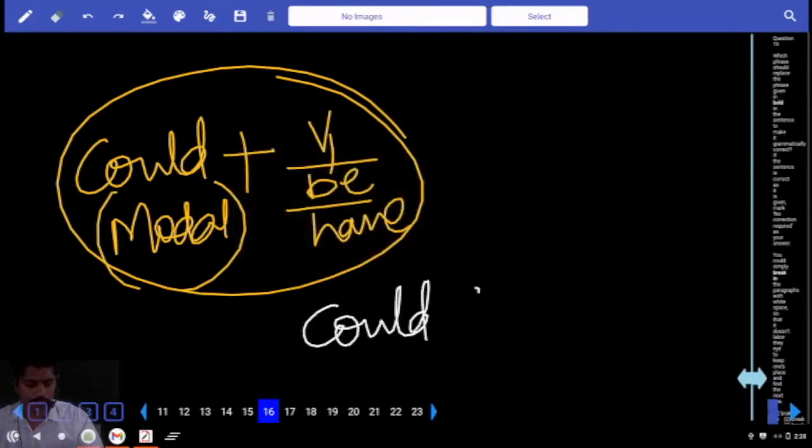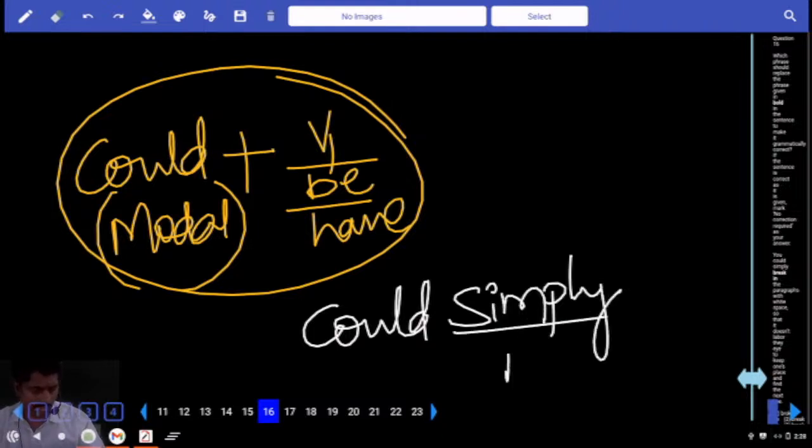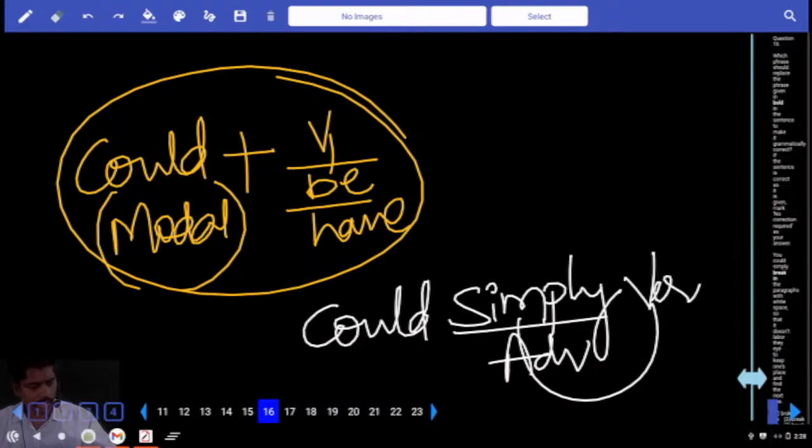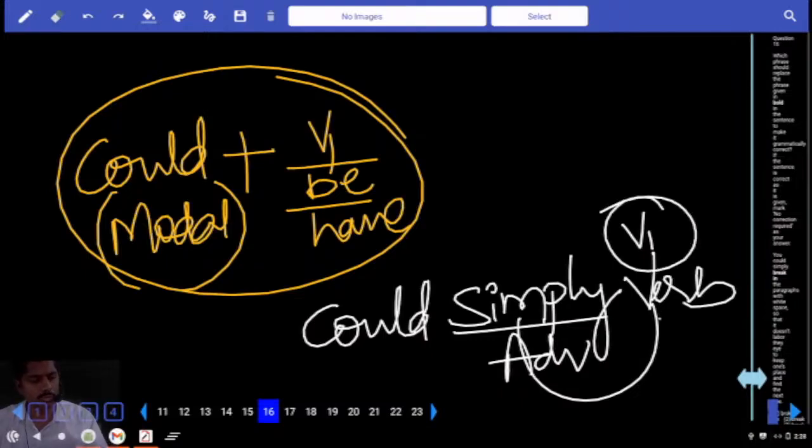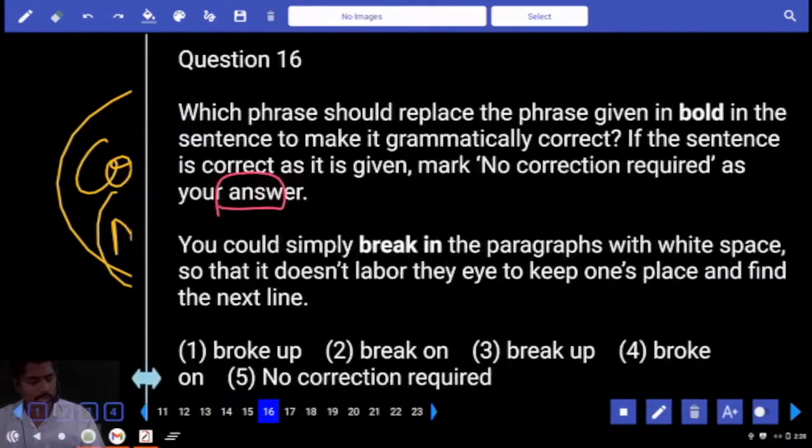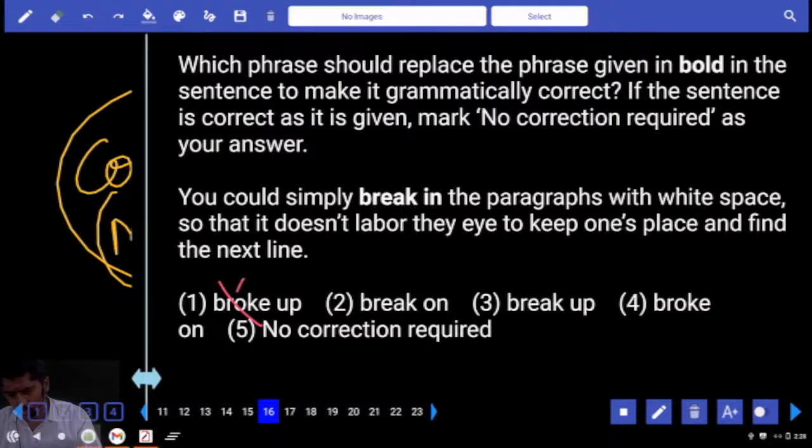Could, simply is given. Simply is ly. Ly means adverb. Adverb generally tells the quality of verb or adjective. So I require what sort of verb? I require base form of the verb. Could simply V1. Could simply broke is V2, wrong. Break, okay. Break up, okay. Broke, wrong. Answer 2, 3 and 5: break in.